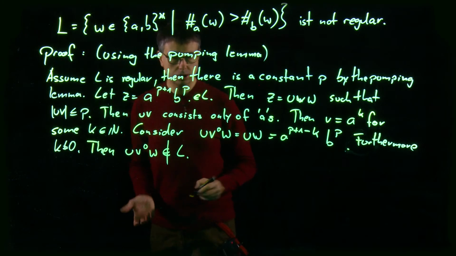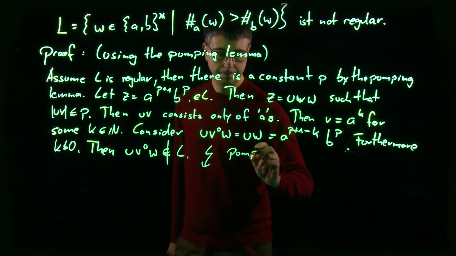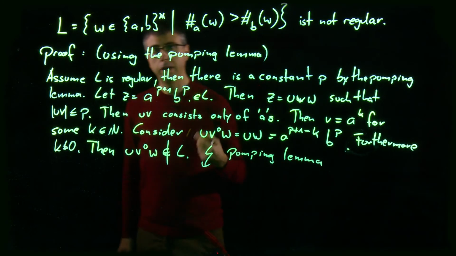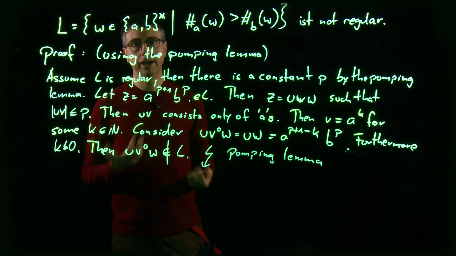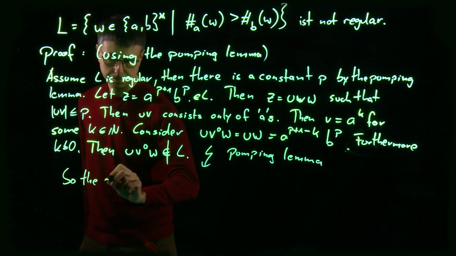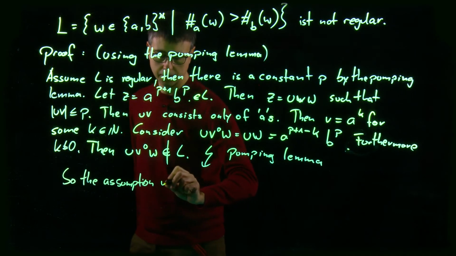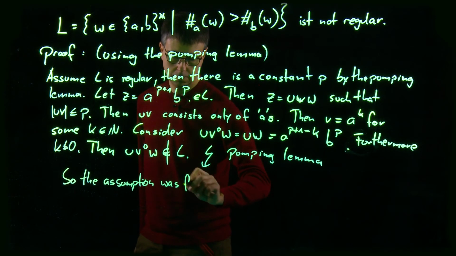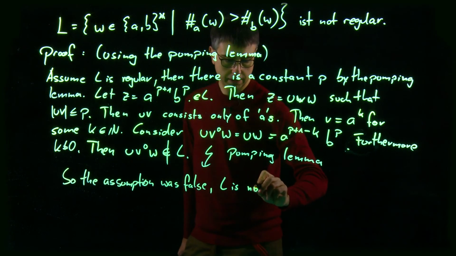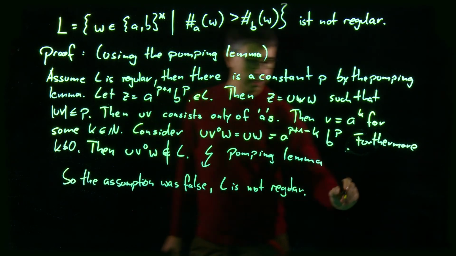And this is a contradiction to the pumping lemma. We can conclude that the assumption was false and that the language is actually not regular. So L is not regular. And that concludes the proof.